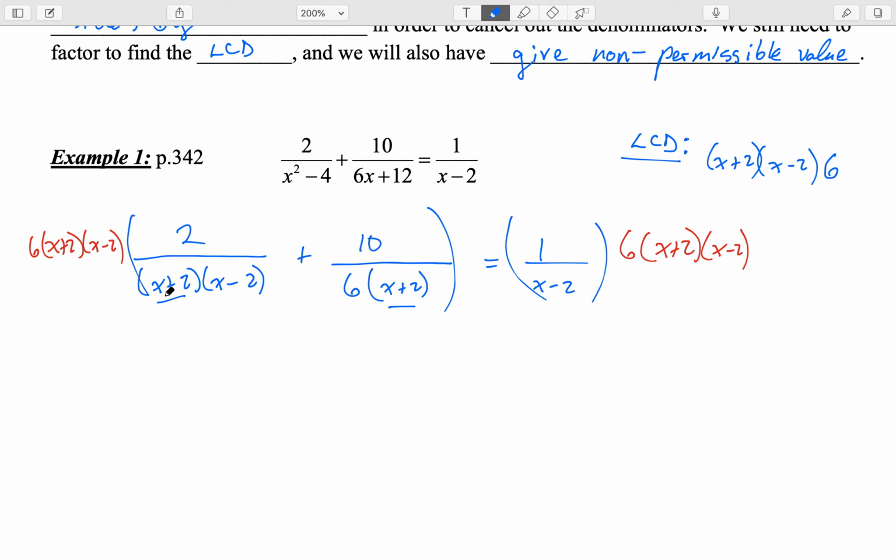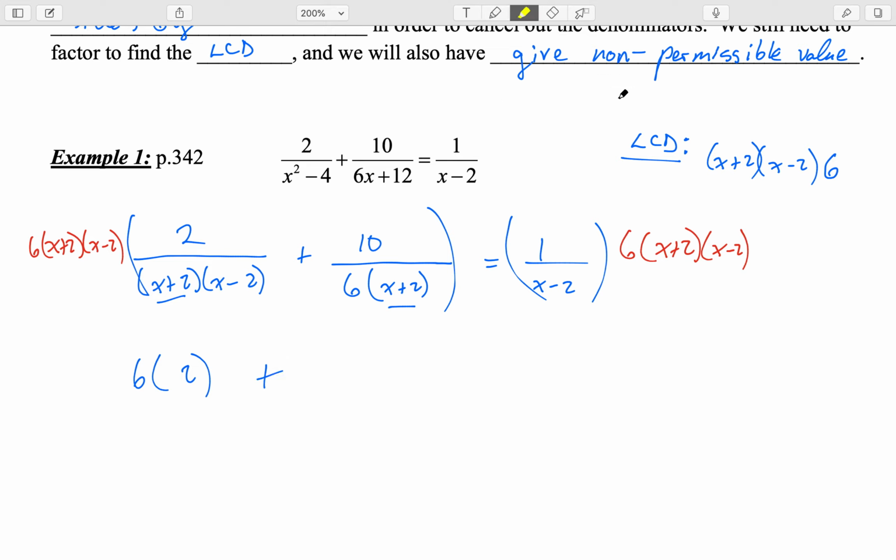When I multiply here, the x plus 2 and the x minus 2 cancel. I'm left with 6 times 2. See that? The x plus 2 and x minus 2 cancel, and I'm just left with 6 and 2. Great, that was easy. That whole fraction disappeared.